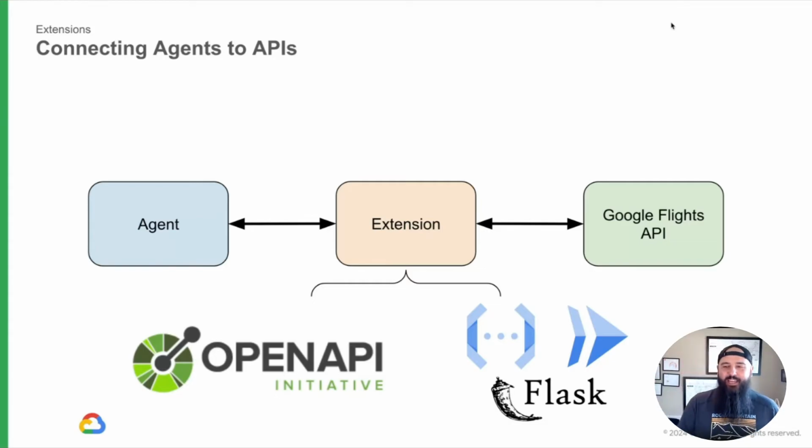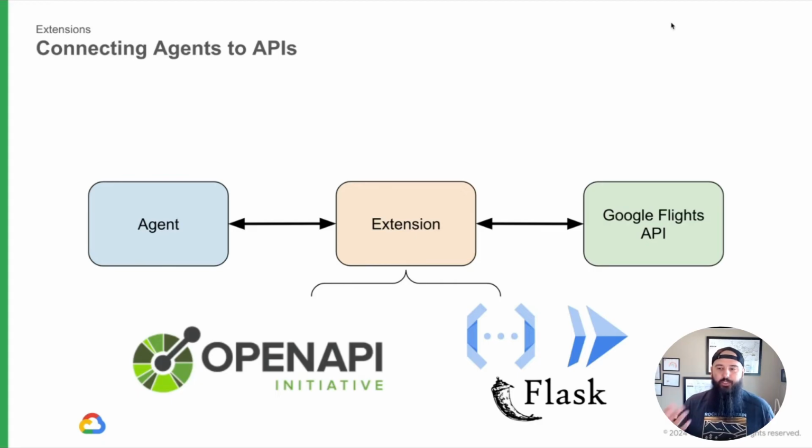The Open API, if you're familiar with Swagger, the Swagger UI, you can essentially build out the specifications for your API endpoints using YAML or JSON to just describe what that API looks like and how a human or a machine should interact with that API. Now you can build these extensions in pretty much anything you want, right?